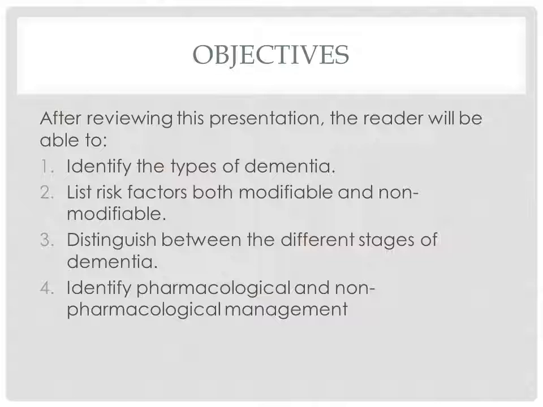The objectives for this lecture presentation: after reviewing, you, the listener or reader, will be able to 1. Identify the types of dementia, 2. List risk factors, both modifiable and non-modifiable, 3. Distinguish between the different stages of dementia, and 4. Identify pharmacological and non-pharmacological management.